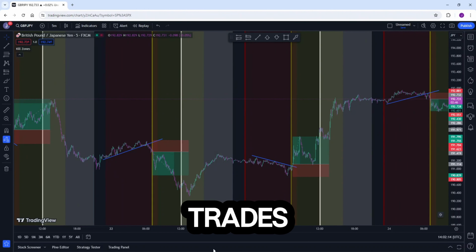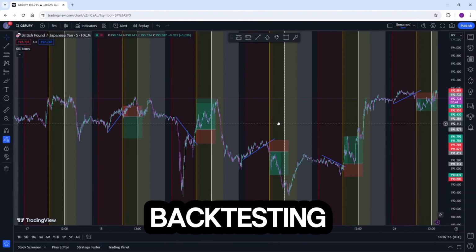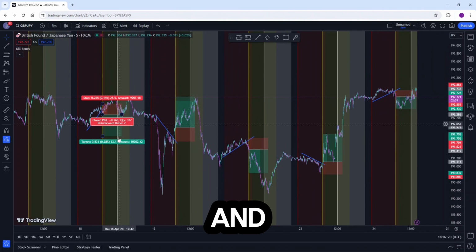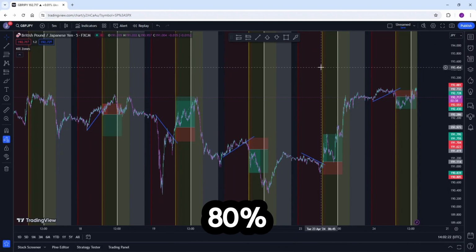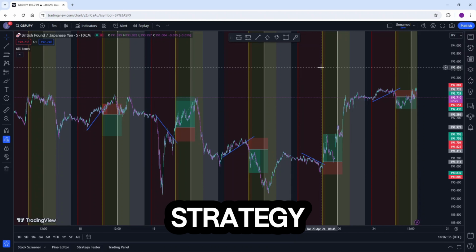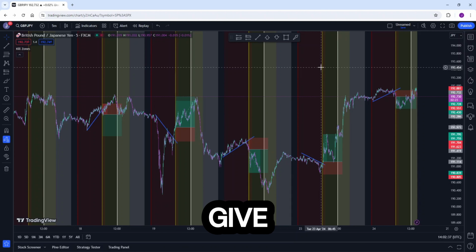So for 5 trades of backtesting, it is 4 winning trades and 1 loss. It's an 80% winning rate. I think that is also cool. So for now, for GBP JPY, I'm using this strategy and it gives me a little bit of profit.